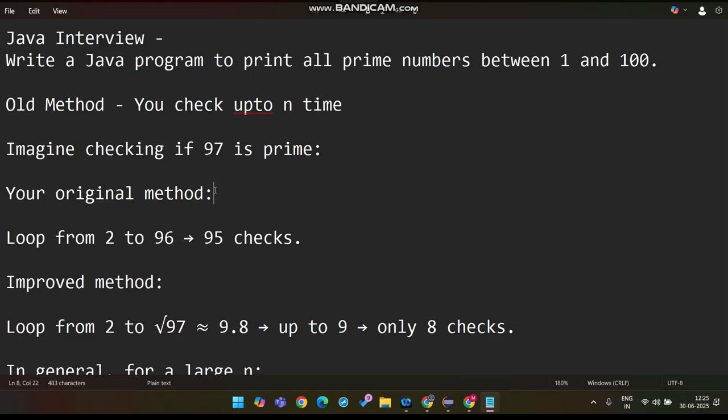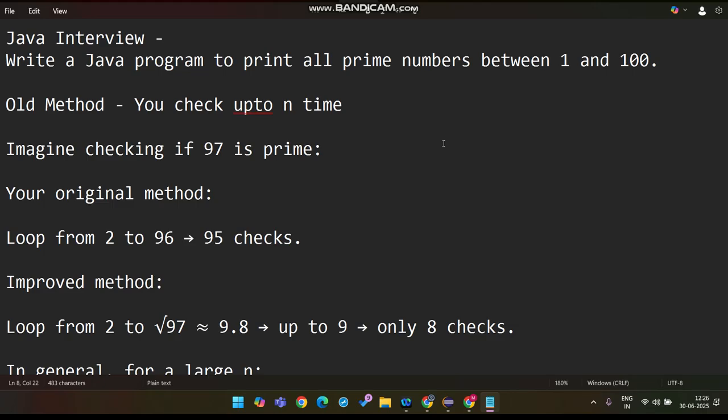Sometimes they ask whether you are capable of checking if a given number is a prime number or not. Sometimes they ask you to find the prime numbers between 1 and 100. And the third variety is that you need to find the prime numbers between 1 and n, where n will be passed by the user, like 1 to 150, 1 to 100, or 1 to 200. So the user will pass n, and you need to find the prime numbers between 1 and n.